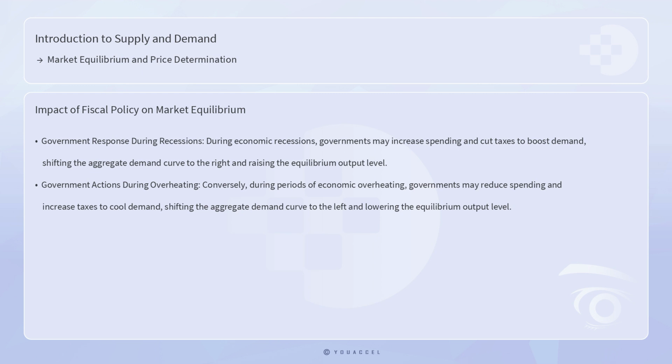Similarly, fiscal policy, involving government spending and taxation, can influence aggregate demand and thus affect market equilibrium. During economic recessions, governments may increase spending and cut taxes to boost demand, shifting the aggregate demand curve to the right and raising the equilibrium output level. Conversely, during periods of economic overheating, governments may reduce spending and increase taxes to cool demand, shifting the aggregate demand curve to the left and lowering the equilibrium output level.